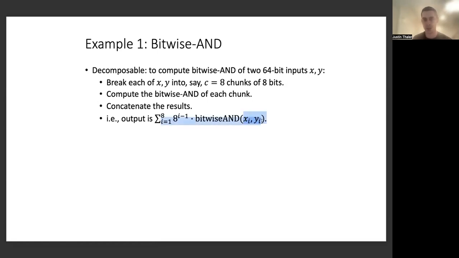Each of them turns into a lookup into the smaller table that only takes two 8-bit inputs instead of two 64-bit inputs, and then concatenating the results is just like a weighted sum.